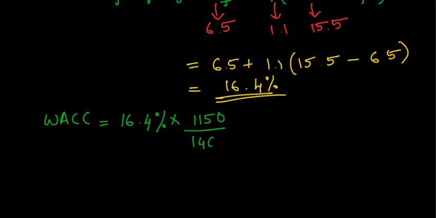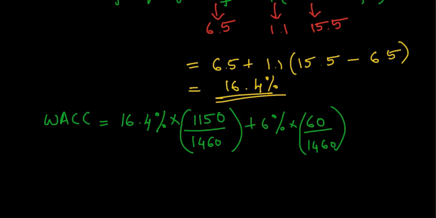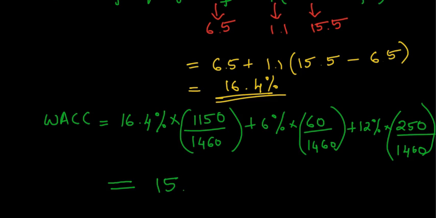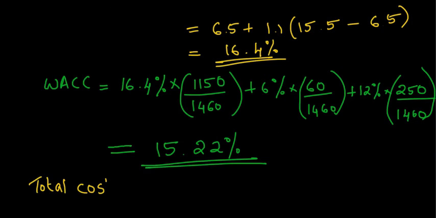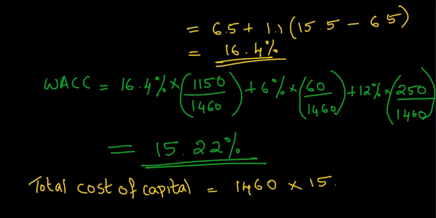Now the weighted average cost of capital is found by applying the weights of each mode of finance to their respective cost, which is 16.4% into 1150 by 1460 plus 6% into 60 by 1460 plus 12% into 250 by 1460. The answer turns out to be 15.22%, which is the weighted average cost of capital. Hence, the total cost of capital employed is rupees 1460 into 15.22%, which turns out to be rupees 222.212.